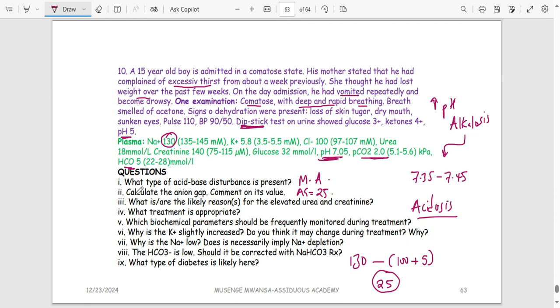So we are saying, what is or are likely reasons for elevated urea and creatinine.